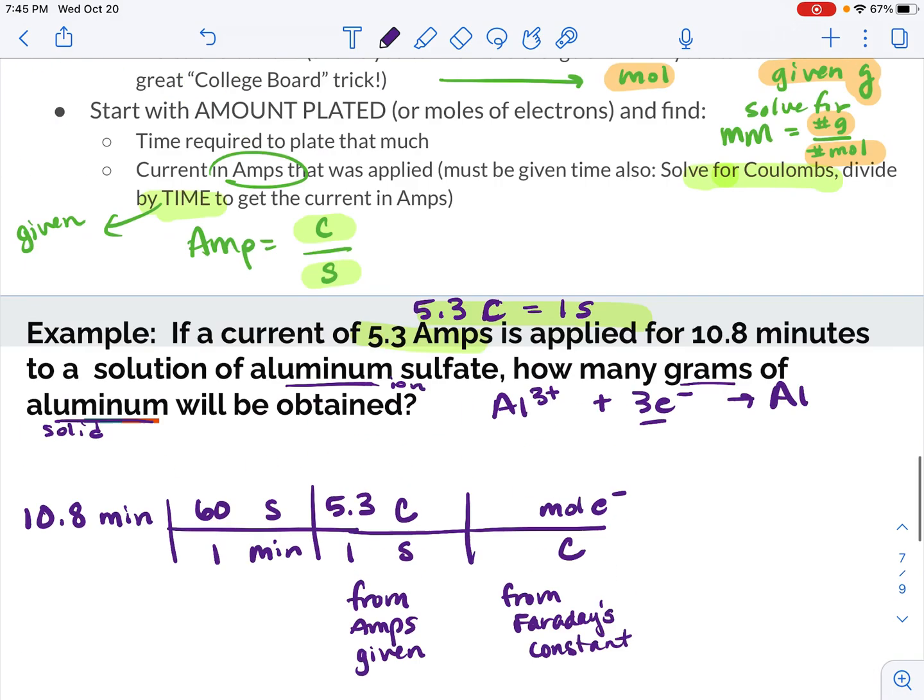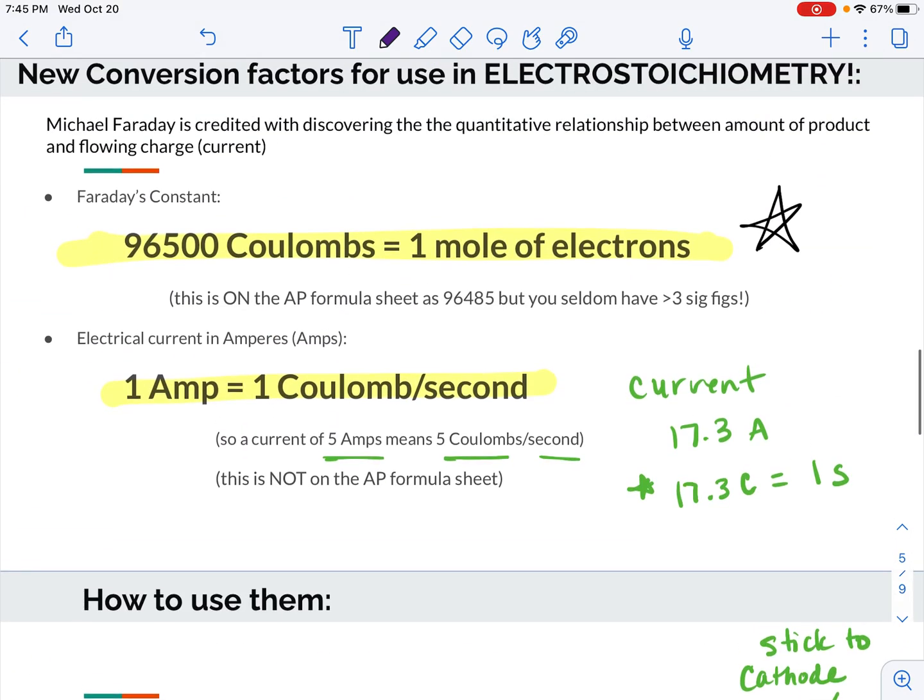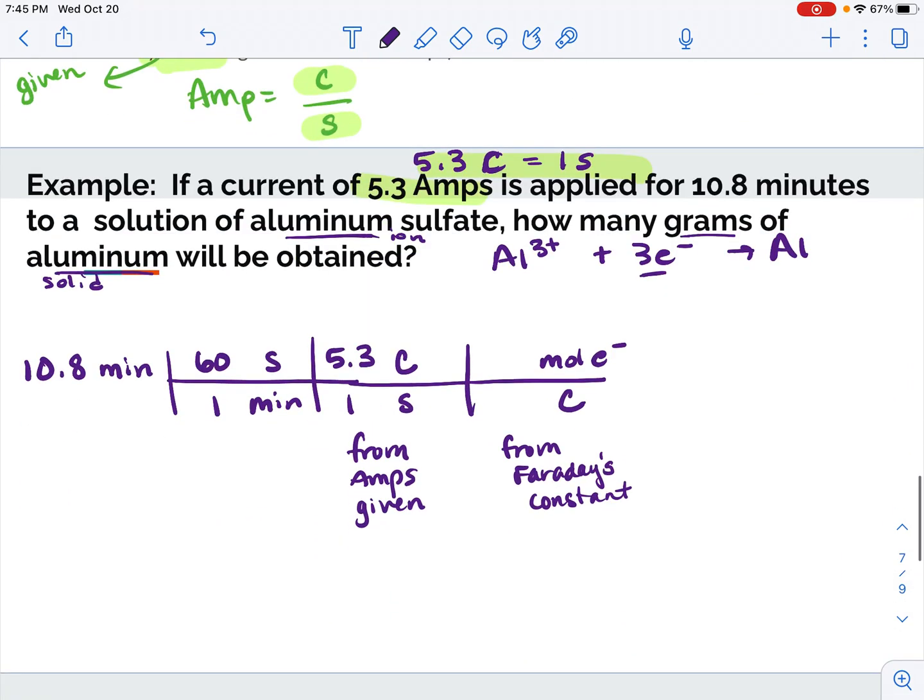Okay. And remember that that's here. If you didn't write it down, that's this: 96,500 coulombs equals 1 mole of electrons. So we'll do 1 mole of electrons, 96,500. If you're given more than 3 sig figs, technically you should make it 96,485. But if you're given only 3 sig figs, and usually that's what College Board does, then it's okay to simply use 96,500. So this gets me to moles of electrons, and you can cancel things out if you need to see that.